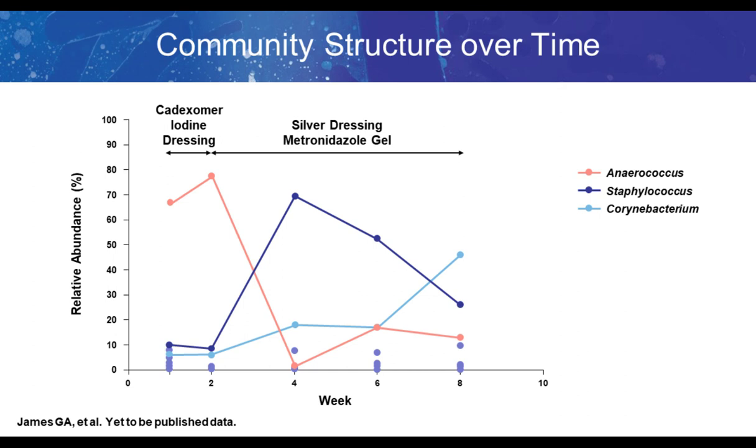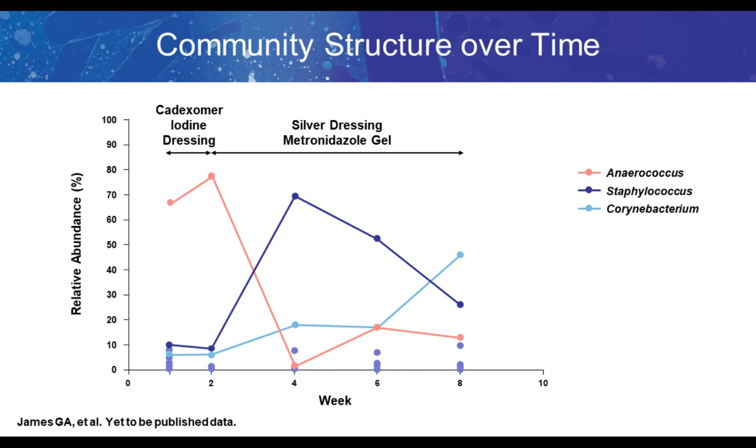Okay, and these wound communities can change over time, particularly when the wound is being treated, and that's what I've shown in this example. So this wound was sampled at week 1 when the patient entered the study, and we see a very high proportion, about 65%, of Anaerococcus. And so we have anaerobic bacteria predominant within this wound. The subject was treated with a cadexomer iodine dressing, and at week 2, the community structure really hadn't changed. It looks very similar to week 1.